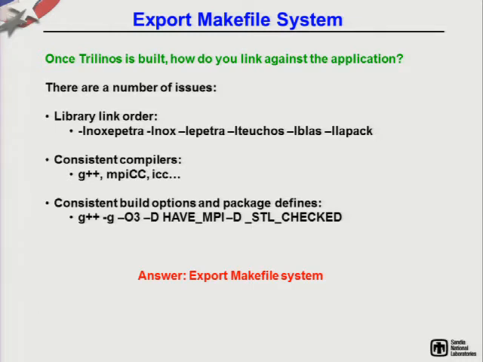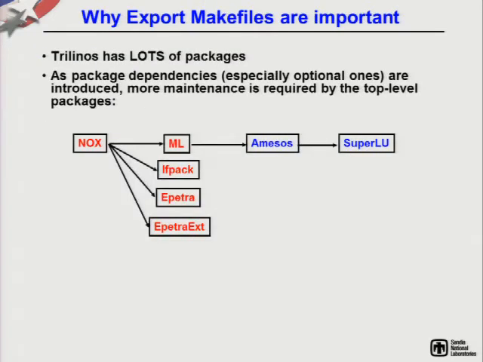And so Makefile.export allows us to create a make variable that's going to have all the Trilinos link stuff in the right order. And then you just grab the variable and go. You can consistently use whatever compilers you used to build Trilinos, to make sure there are no compiler versioning problems. Likewise, you can be consistent with options. So for instance, if you're using a checked STL, or you want to make sure you have MPI, that can all come through.